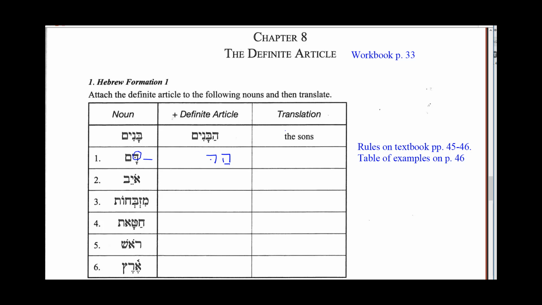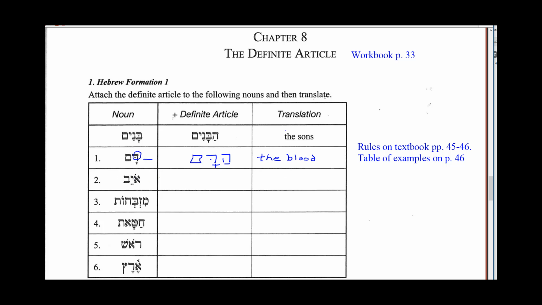So when we put an article on, the normal rule is it's hey with patach plus the dagesh forte. Then I put the rest of the word in. In this case, it's just a final mem, not very well written. Then we have the vowel, which is a qamets. So we have hadam, and this just means the, which is what your definite article means, and then blood. The blood.